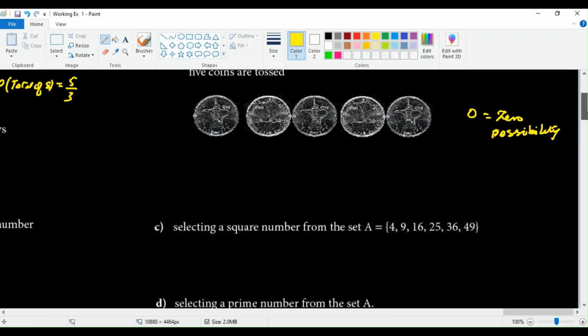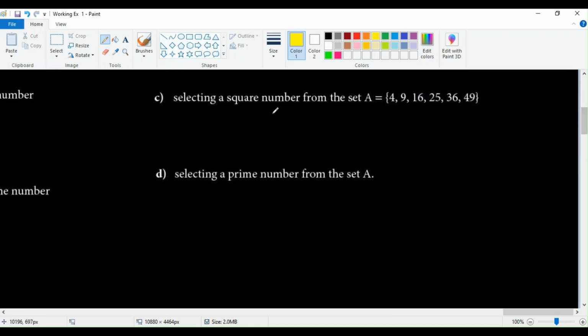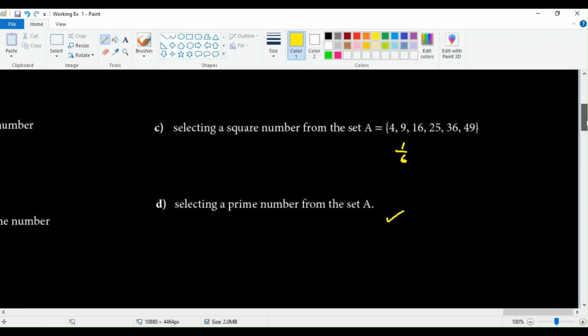Then comes part C, selecting a square number from the set of A. So in here, for question number C, it's going to be uniform selection. So it's going to be 1 over 6. Now it's a square number. It's done. Selecting a prime number, I think this one I should give you as a task to do yourself.